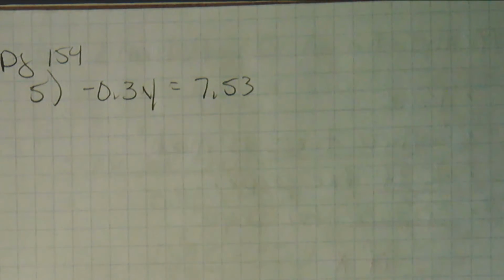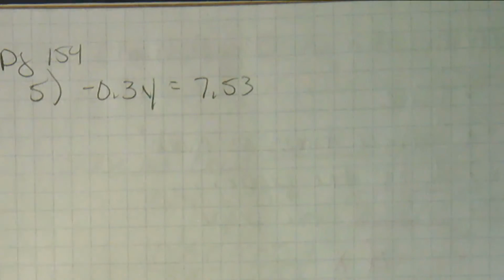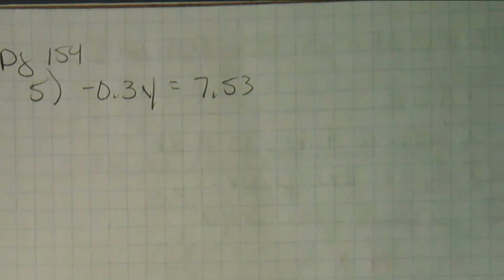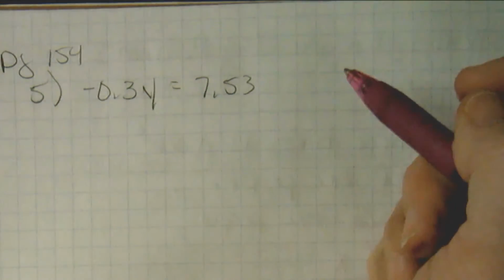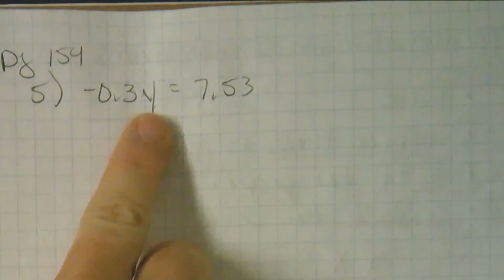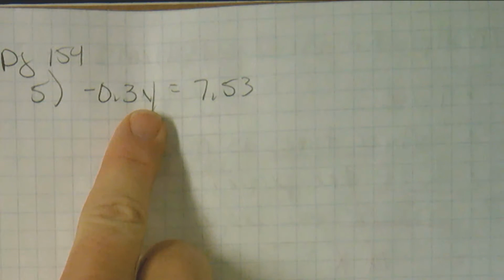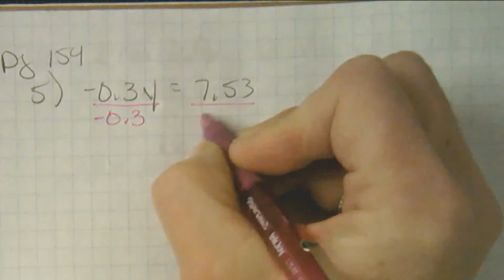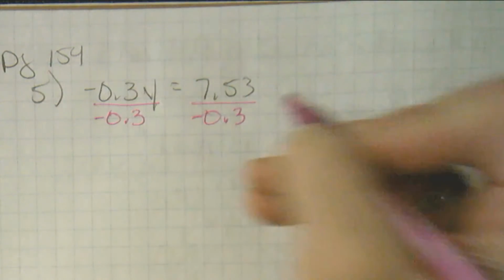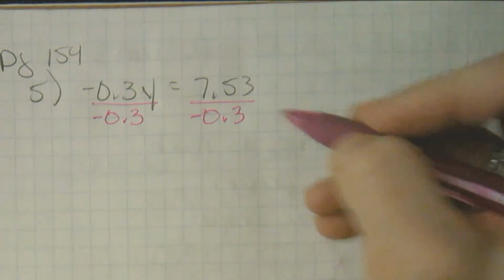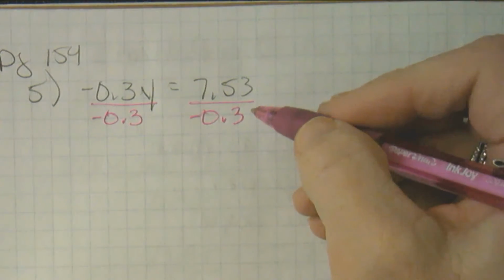All right, so this says negative 0.3 times y. How do I undo, Grace, that multiplication? This multiplication right here. What operation undoes multiplication? Division. So I'm going to divide both sides by negative 0.3. Division is always using a division bar. I should not see this.